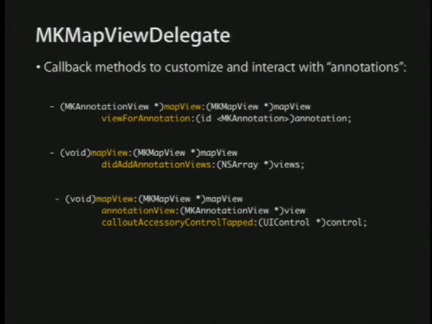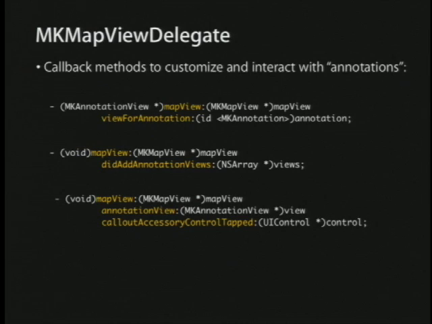And three more delegate methods here that are interesting. They allow you to interact with annotations. So the first one here is map view for annotation. By default, if you add an annotation to a map, it will create an annotation view for you. You don't have to do this. However, if you do override this, you can do some custom things with it. I'm going to say more about that in a second.